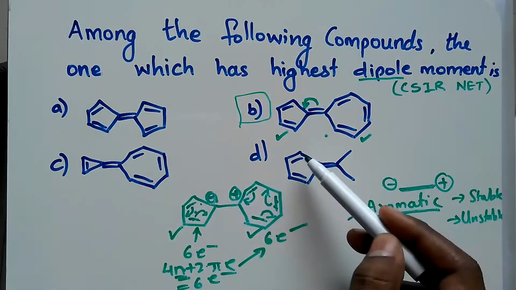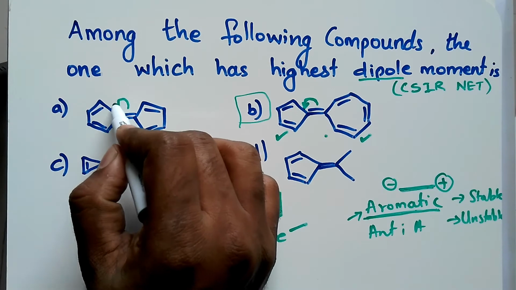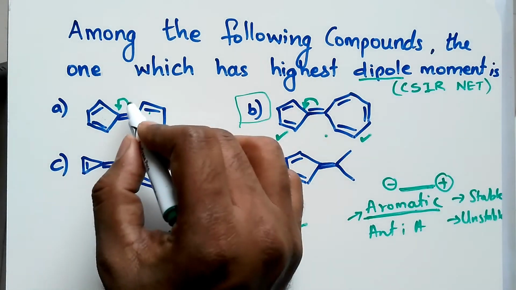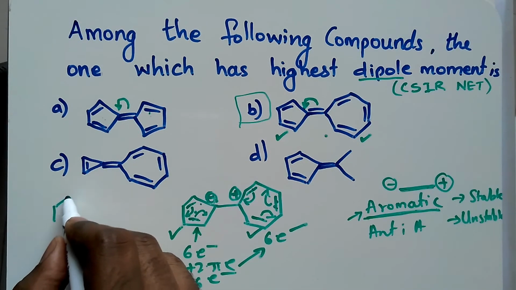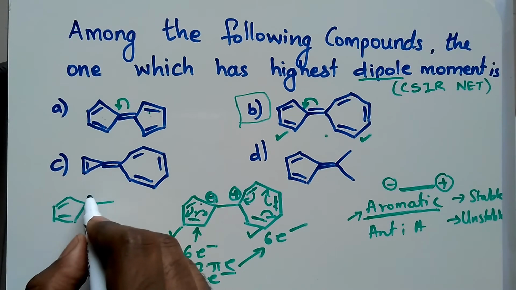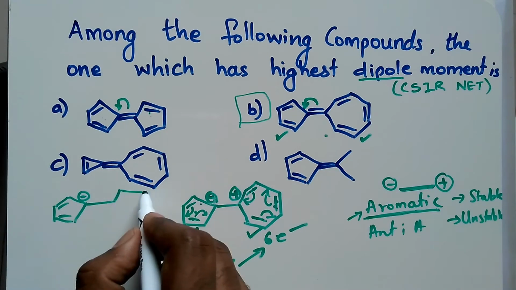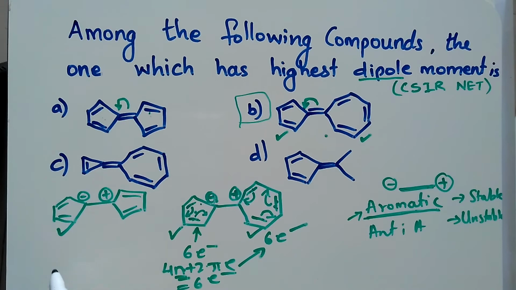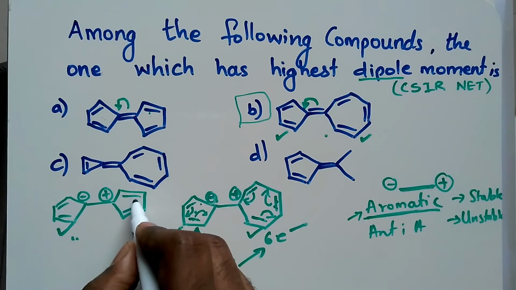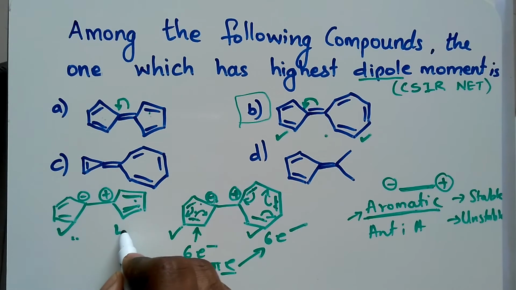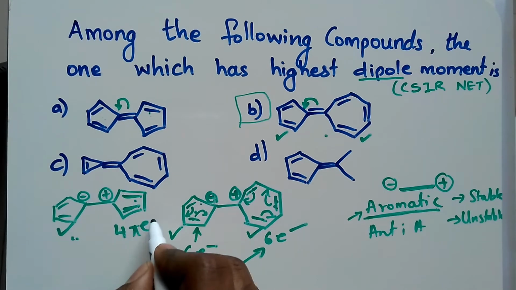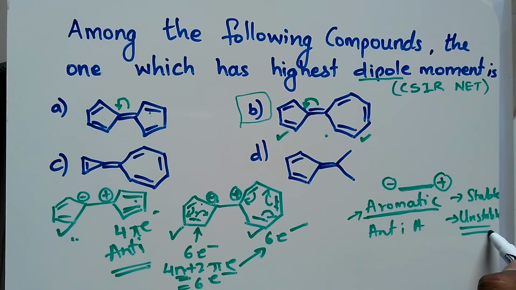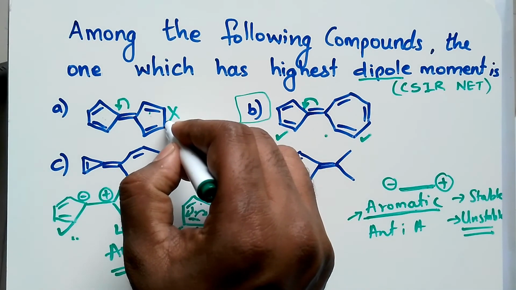In all the other cases, once the double bond shifts, both the rings will not be aromatic. Let's take this example. If it shifts here, we have a negative charge here since the double bond is coming here, and then we have a positive charge here. Here 6 electrons, it will obey 4n plus 2 pi, so this will be aromatic. In this case only 4 electrons are there. This follows 4 pi electrons, which is anti-aromatic. Since it is anti-aromatic, it is highly unstable, and this will not be the answer.